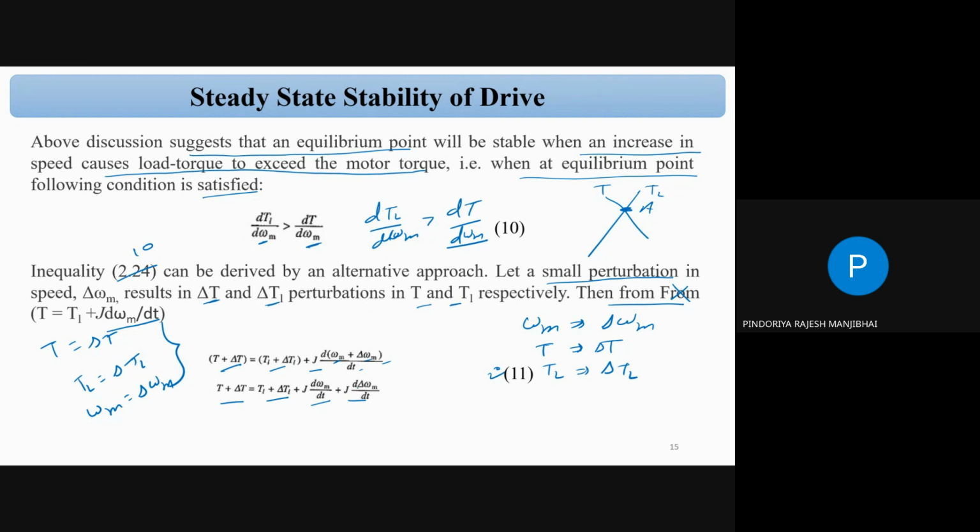Any confusion in equations number 10 and 11? Because we have to check the steady state stability, we give a small variation in the load torque, maybe the motor torque, or maybe the speed, and then we check the stable point, maybe any stable point, A, B, C, D, any characteristic. Any confusion, students, in equations number 10 and 11?